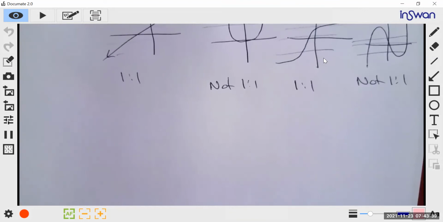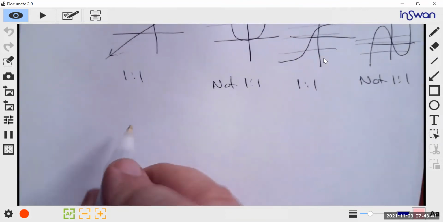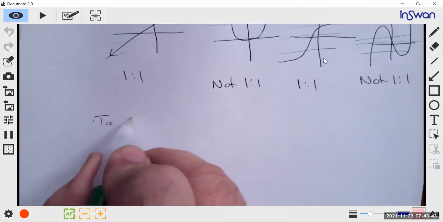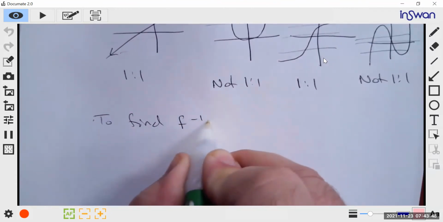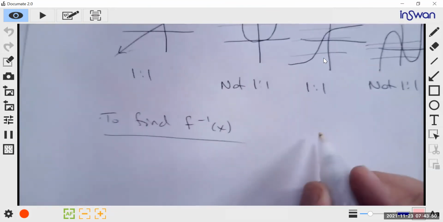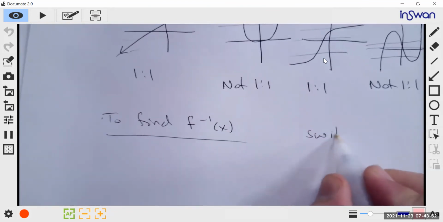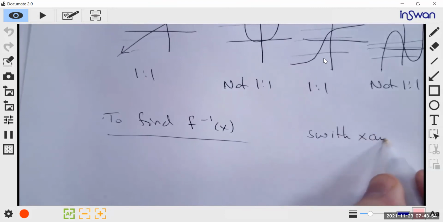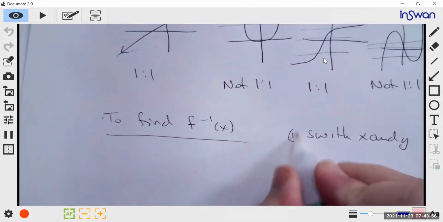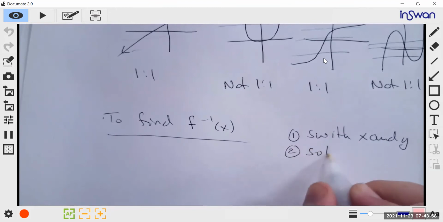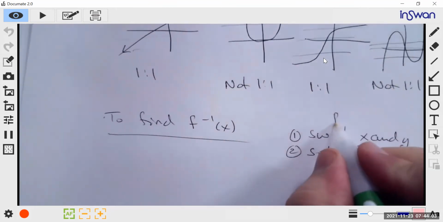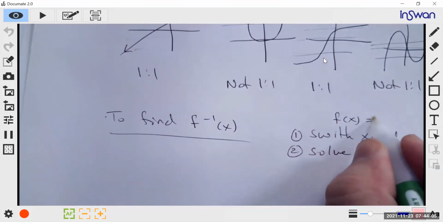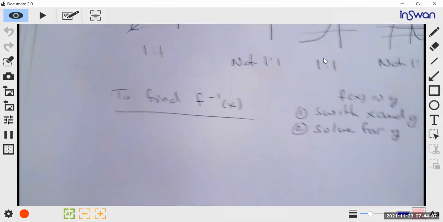All right, so to find the inverse, remember, switch x and y, solve for y. Of course, change f of x to a y first.